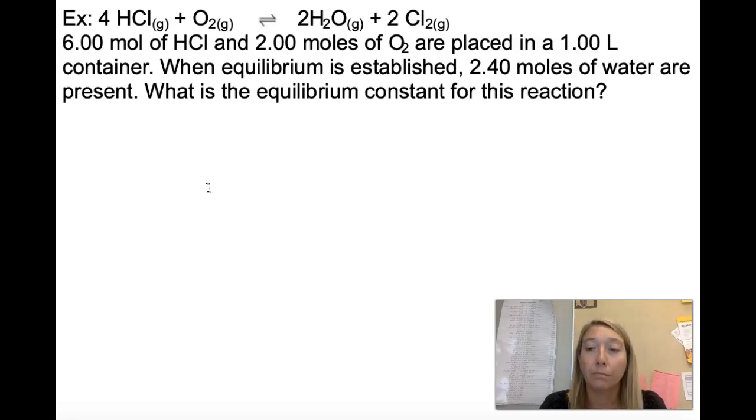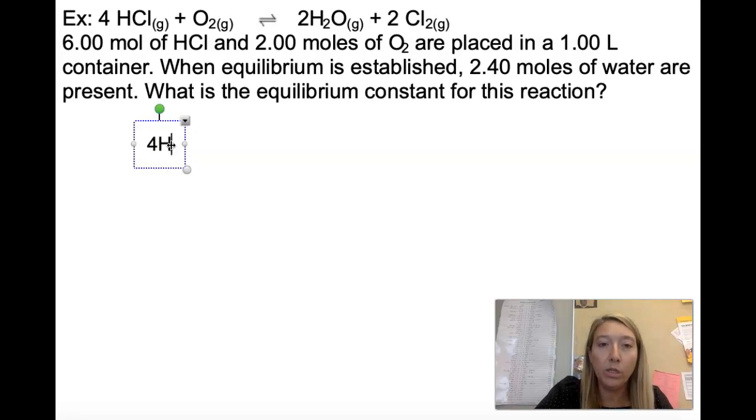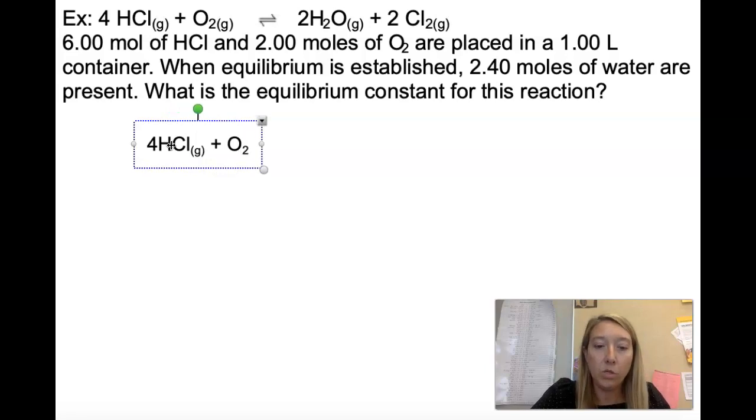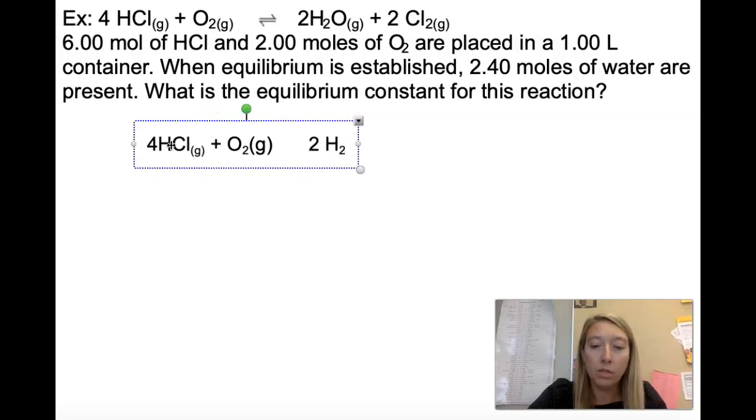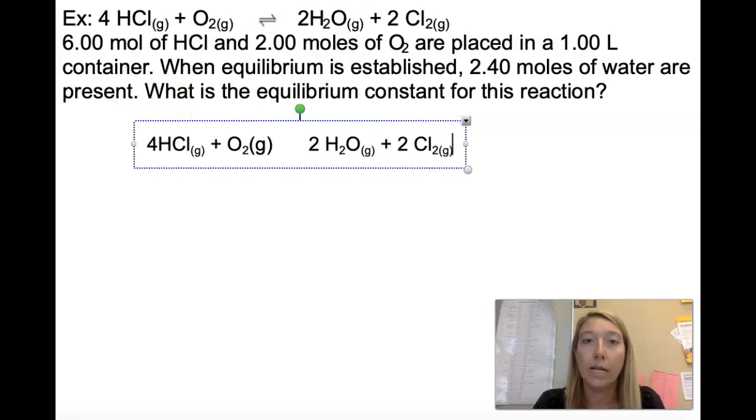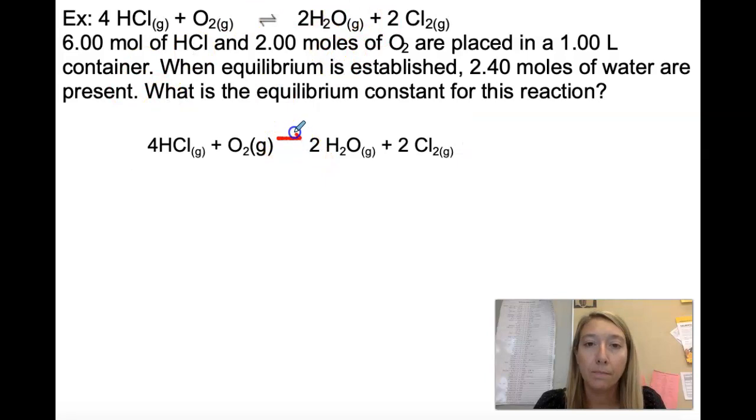What we need to start by doing is creating that ICE table. So we have 4 HCl. It's a gas, that is good, that means I can use it, plus O2, also a gas. Just tab that out a bit. Then we have 2 waters, again a gas, so it gets to stay, plus 2 Cl2, also a gas. So, double-headed arrow, and then we can go ahead and create that ICE chart.